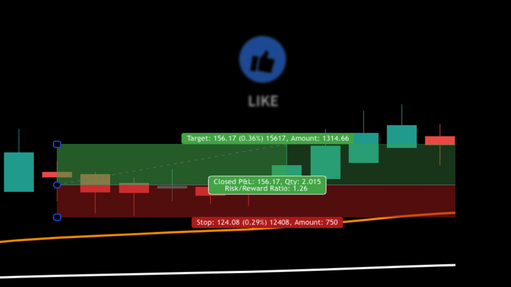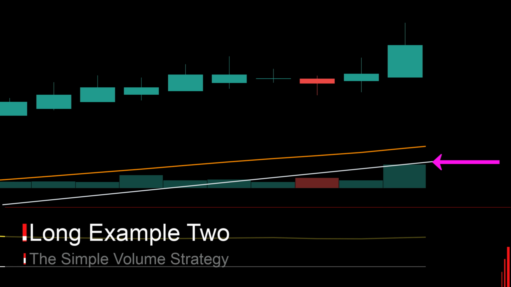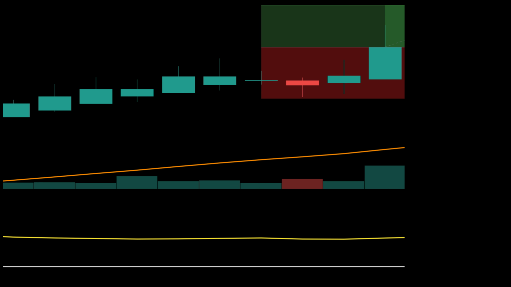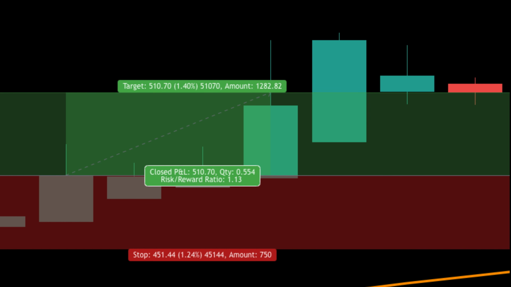I have one more long example. The 50 EMA is above the 200 EMA. There is a bullish Fibonacci candle in green. Next, we can see an increase in volume. And finally, the ADX over the 25 level is confirmed. Everything converges on this candle, and it serves as our trigger. The stop is placed below the most recent red Fibonacci candle, and the target is dynamic. The trade is exited on the first red Fibonacci candle with a 1.13 risk versus reward.